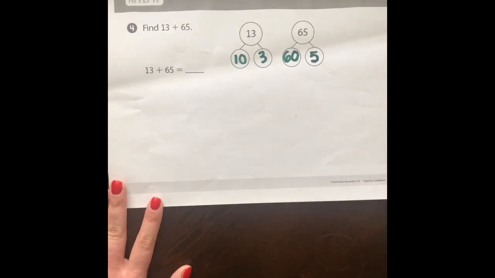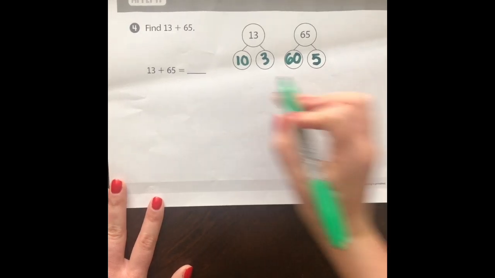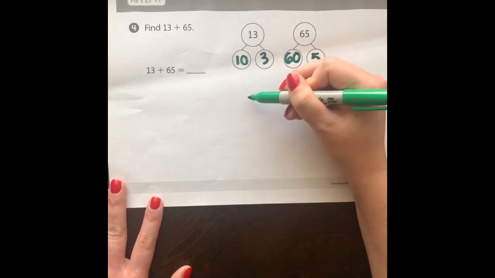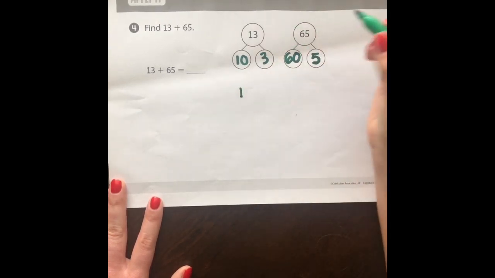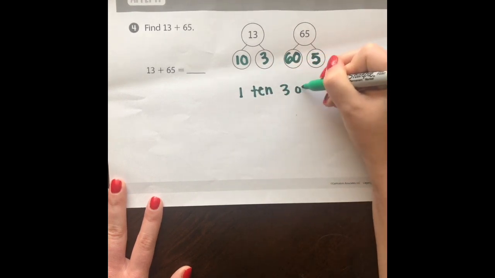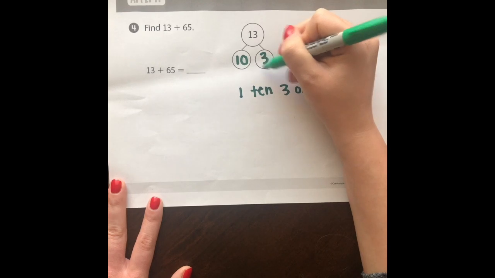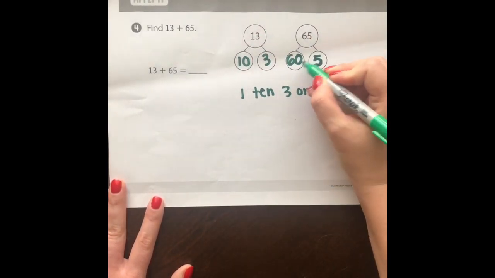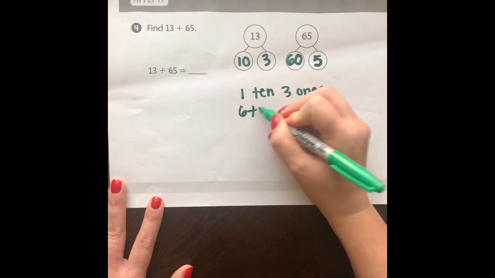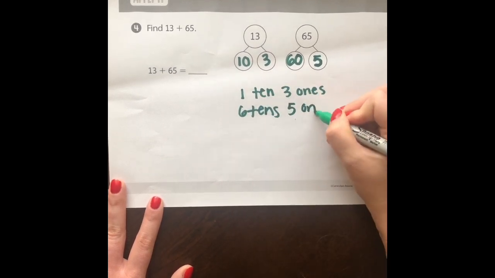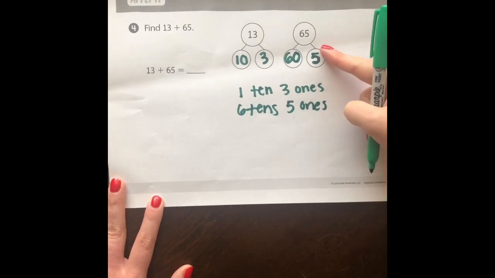So now all we are going to do is just add these numbers together. So we have 1 ten and 3 ones here in our first number, and we have 6 tens and 5 ones and 65 in this number bond.